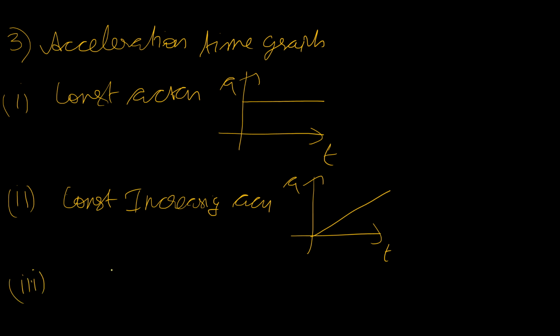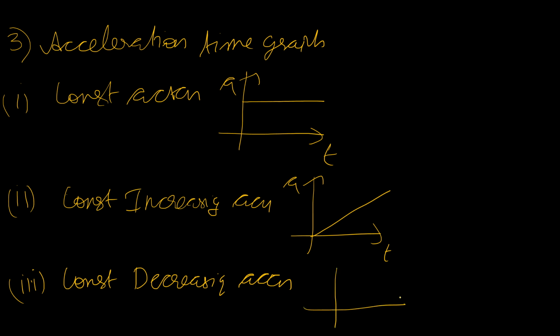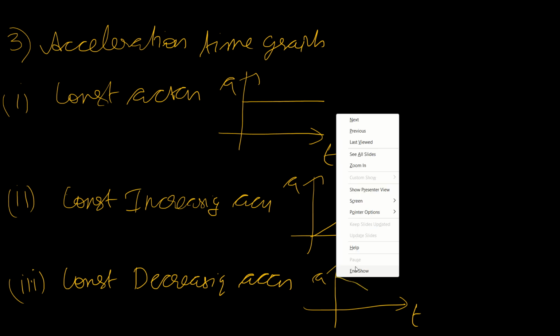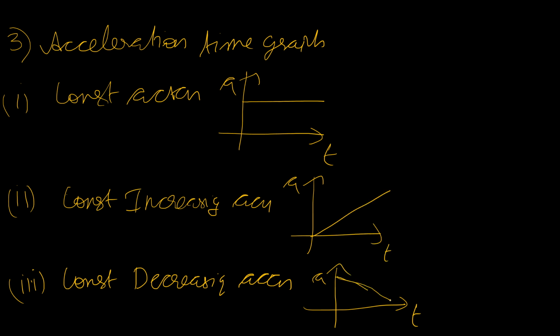Third one, object is moving with constant decreasing acceleration. AT, like this. Okay, like this. These are the different graphs of motion for AT graph, VT graph, and ST graph. Okay.